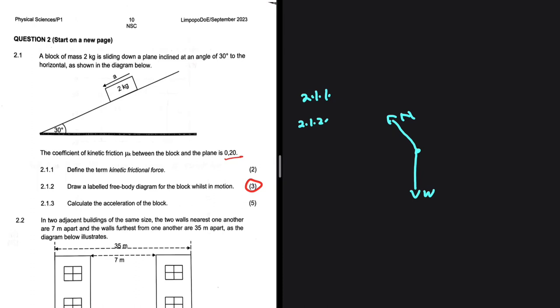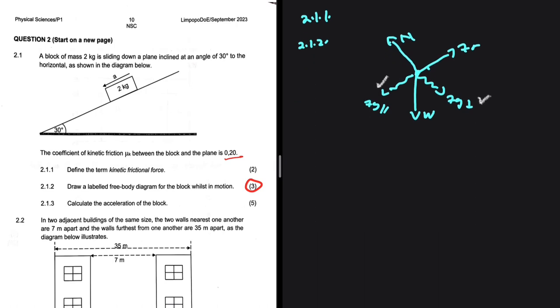We have the coefficient of kinetic friction, so we have friction. The object is going down the incline, so our friction must be up the incline. So we have frictional force up the incline. Obviously, with our weight, we know that we have the perpendicular component, FG perpendicular, and the parallel component, FG parallel. You don't have to include FG parallel and FG perpendicular, but most likely you will have to use it when you calculate.